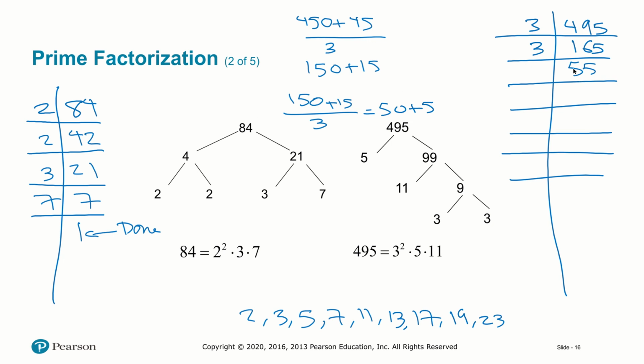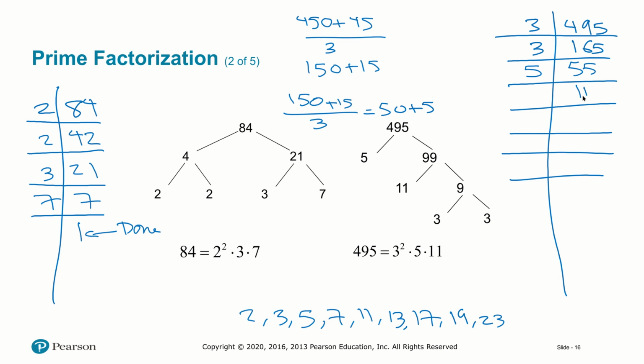So now I know that I've reached a number that is no longer divisible by 3, because 5 plus 5 is 10, and 10 is not divisible by 3. So I go ahead and try 5 now. So I know that 5 goes into 55 11 times. So I write that here.